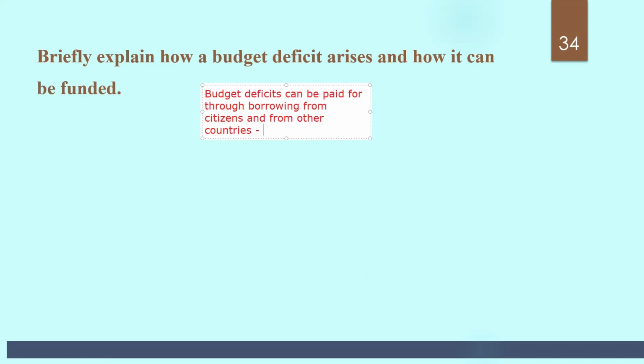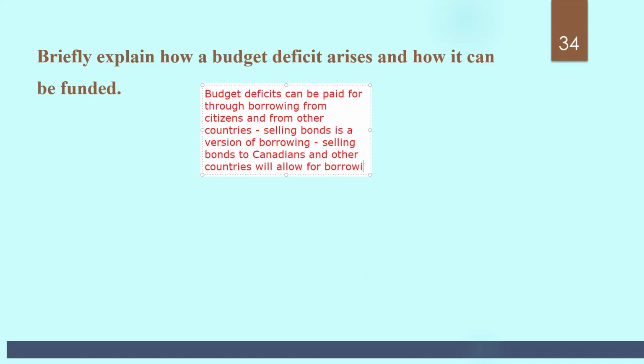So selling bonds is a version of borrowing. Selling bonds to Canadians and other countries will allow for borrowing. Also, printing money at the central bank is used for funding budget deficits.